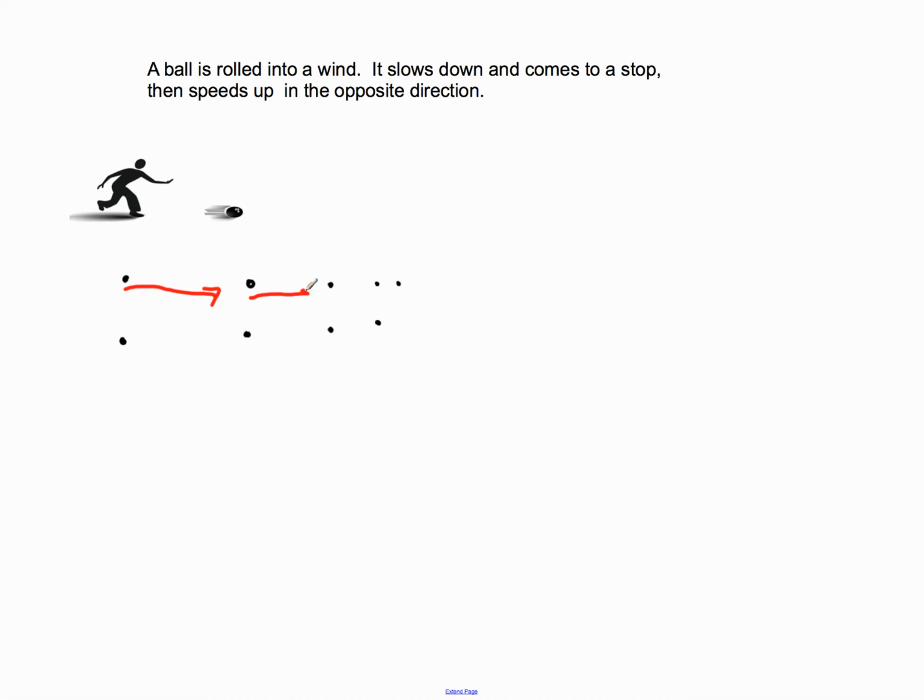It's slowed down a little bit here, and then it's slowed down even more, and then even more, and there it's stopped, so we don't need a vector at all because its velocity is 0. At this point it's picked up speed but in the opposite direction. So our velocity vectors will be in the opposite direction, but growing in length as the wind speeds this ball up.